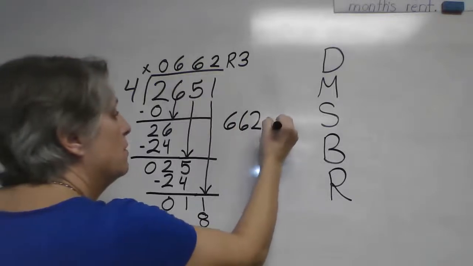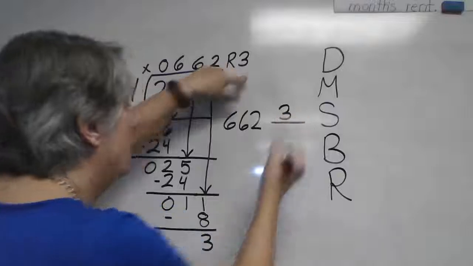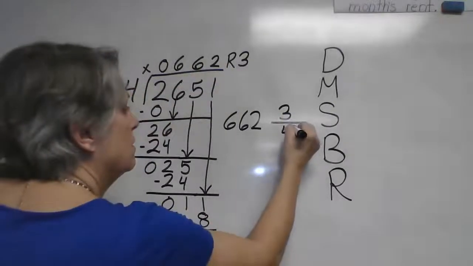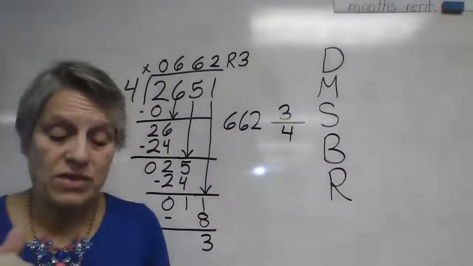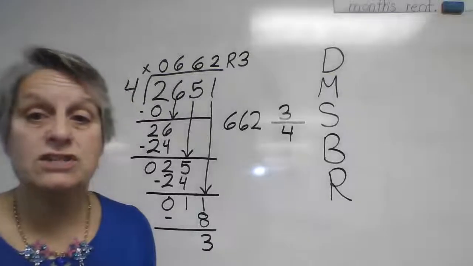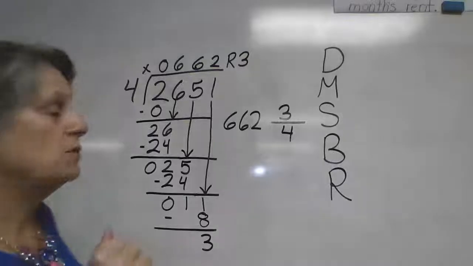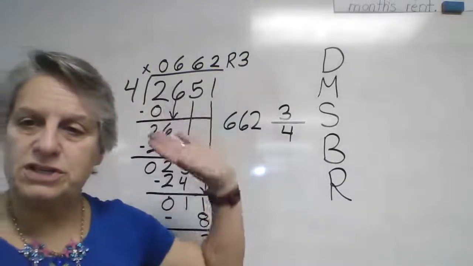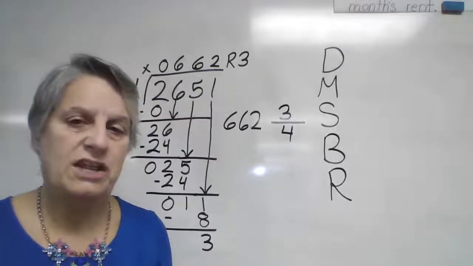662. Our remainder always goes on top. Our divisor always goes on bottom. 662 3/4. So with this method, dangerous monkeys sling bananas randomly, your students can solve very, very difficult problems. They could even do it if it was double digits, triple digit divided by double digit. They could even do that because they would work out the multiplication that way.